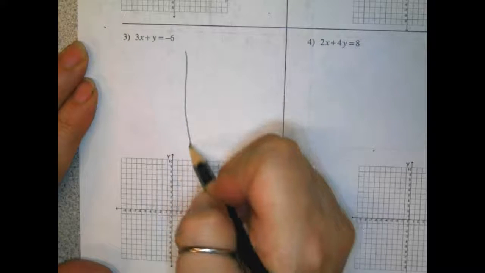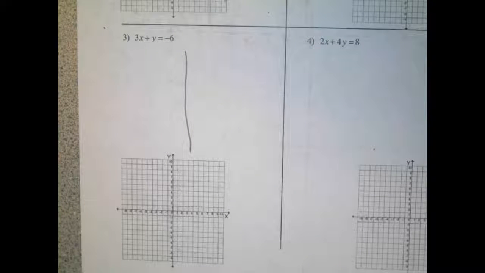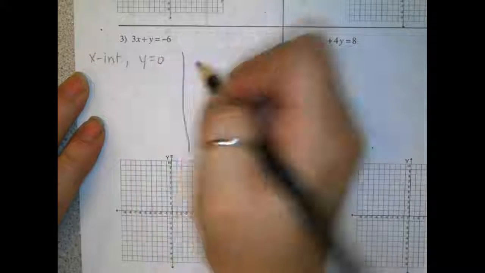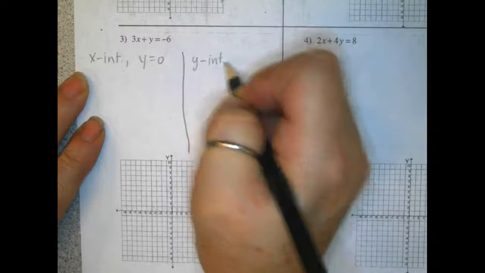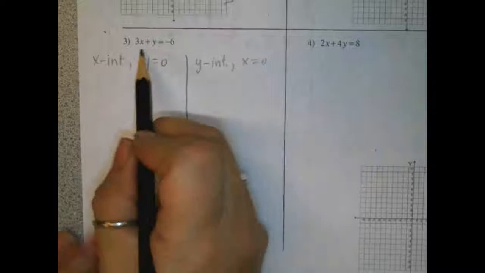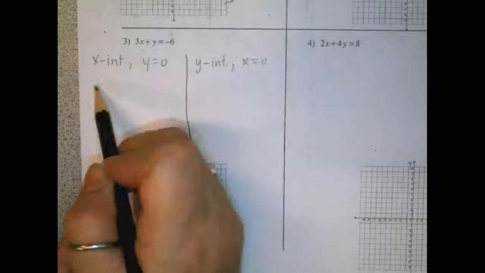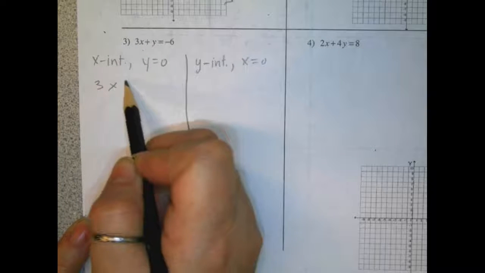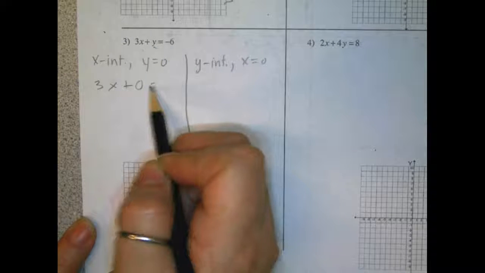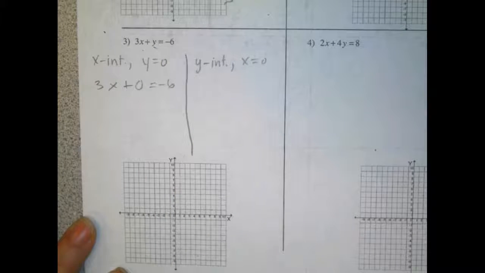Okay, how many of you guys divided your workspace into 2? Good. You want to divide your workspace. On one side, did you guys write x-intercept, y equals 0? Yep. And on the other side, did you write y-intercept, x is equal to 0? Okay, perfect. That's your start. Let's take this equation. This time my y is going to be 0. So I'm going to write 3x plus, and instead of y, what do I write? 0 equals negative 6. Okay?